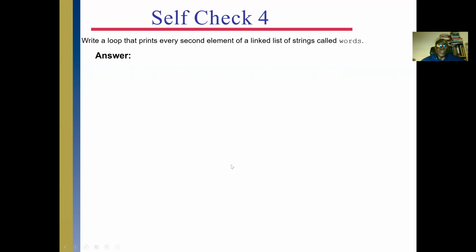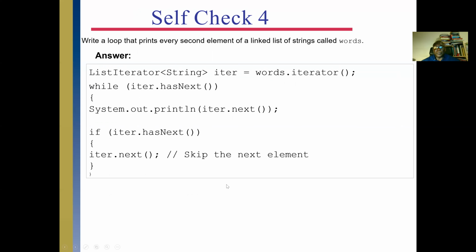Another question, they say we should write a loop that prints every second element of the linked list of strings called words. So this also we have to use the iterator. So here we create our iterator object named intel again. We check if we still have an item in the linked list. If we have an item in the linked list, then let's print it. But we print and skip one item. So we say intel.next to move one step forward before we print it. Now we say if intel.hasNext, then we move to the next item.